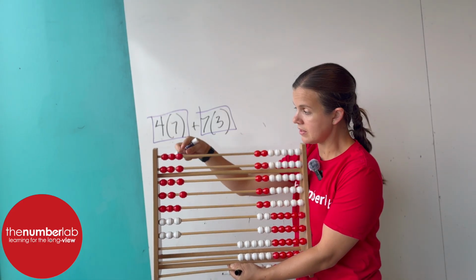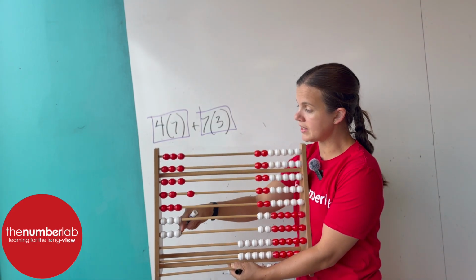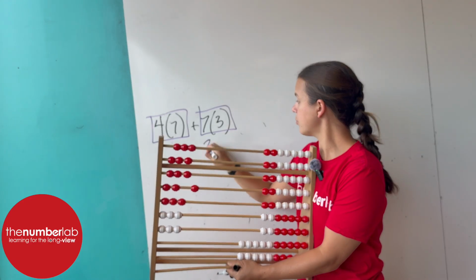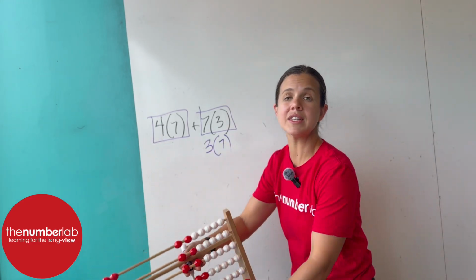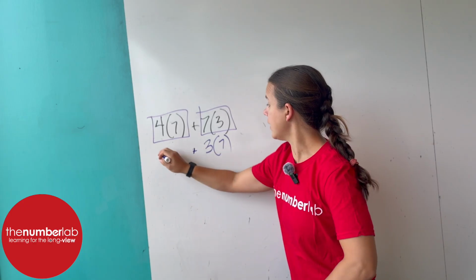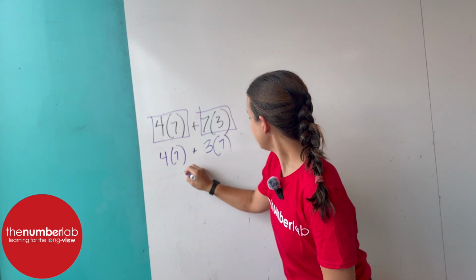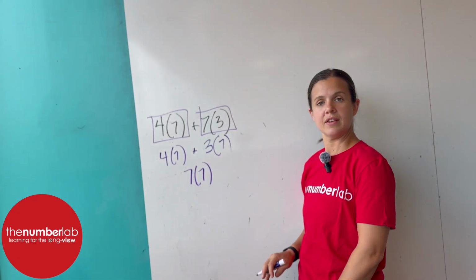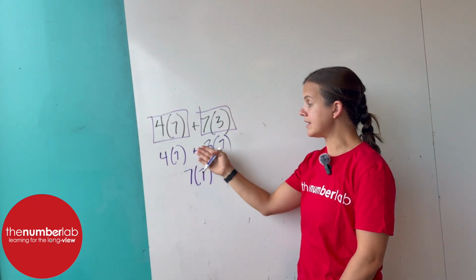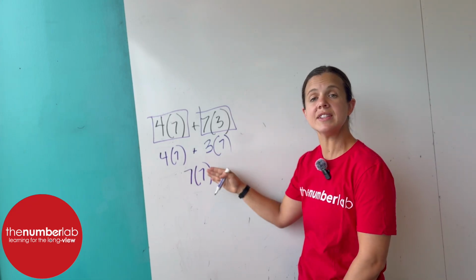I have 7's, and how many 7's do I have? 1 7, 2 7's, 3 7's. I could count 7's instead. And I still have my 4 7's. Now do we have like terms? So we have 7 7's. So I have 4 7's and 3 7's, which gives us 7 7's.